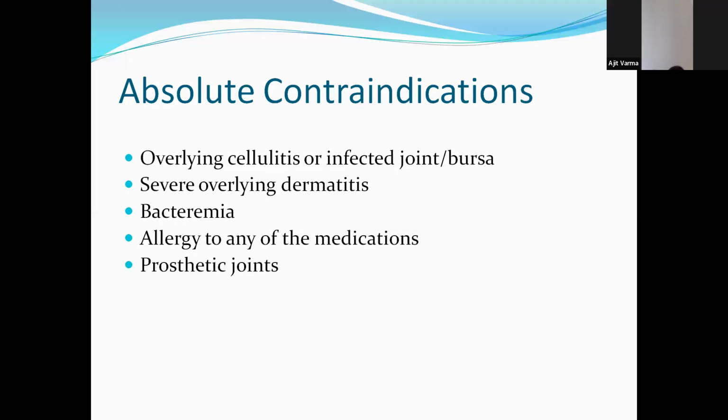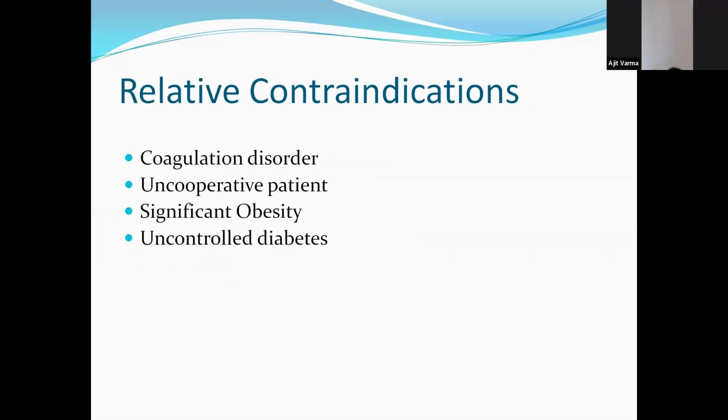Prosthetic joints, especially in case of pain around the knee joint after total knee replacement or total hip replacement, are also an absolute contraindication for injecting into the joint, because these are very delicate situations. If you inject into the joint, you are likely to face post replacement infection or septic arthritis. That's a devastating condition for the patient.